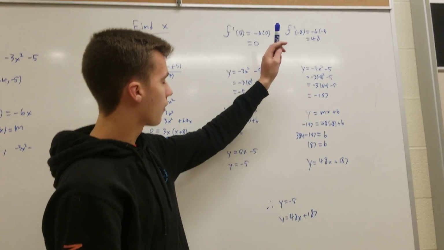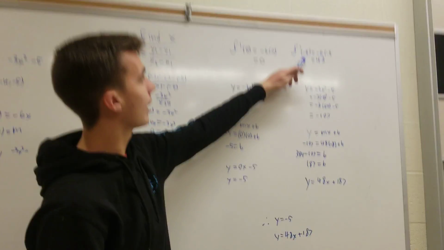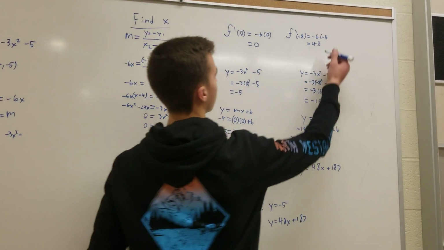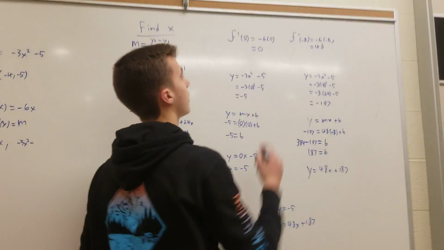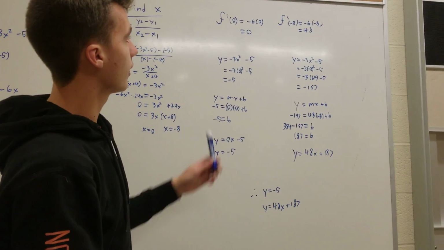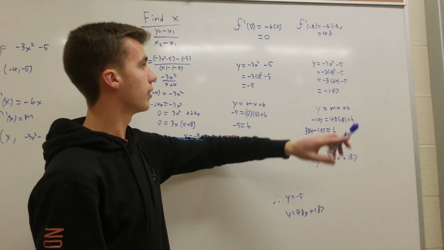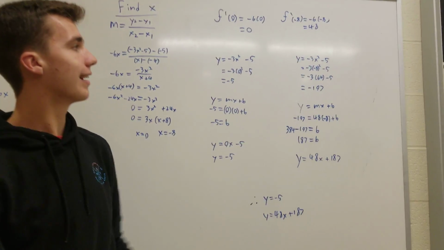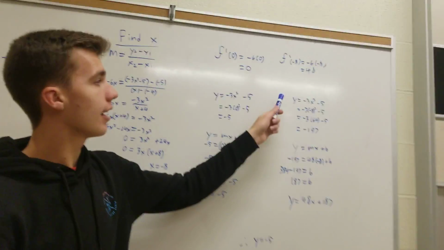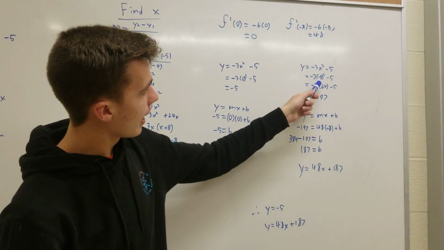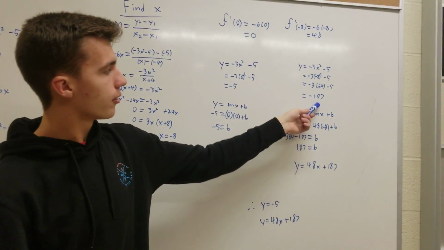Now I have to find the slope at -8. I substitute it into the first derivative equation right here, and that equals 48, -6 times -8. And now I have the slope. Now I need to get the y value at -8, so I substitute it into the original equation and simplify, which gives me -197.